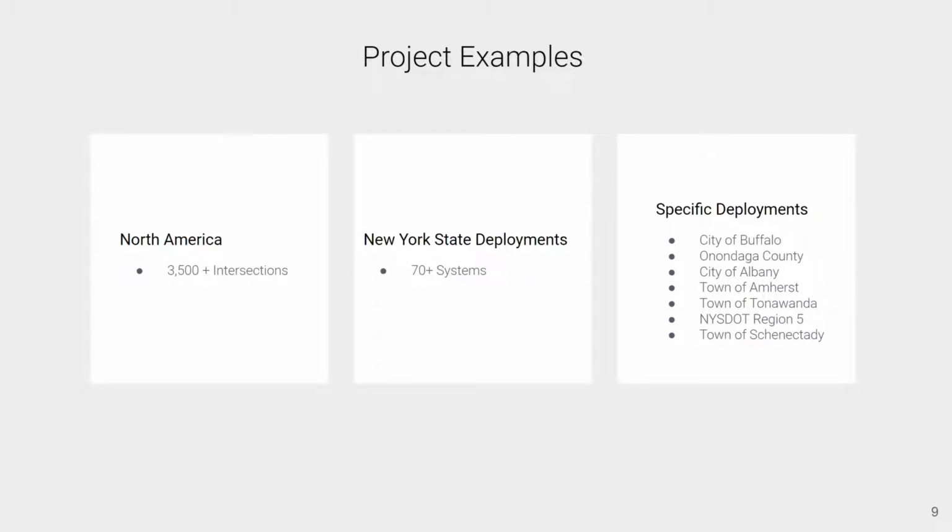So across North America, we have about 3,500 plus intersections installed with a combination of either our full detection system or our communications and remote monitoring product, which is a part of the full detection system. Across New York State right now, we probably have 70 plus systems roughly. Some of them are still to be installed, but will be very shortly. And some of the customers that we are installed with, we're in the city of Buffalo, Onondaga, Albany. You can see the list here. We just threw a handful of them, but we're installed in a few others as well.